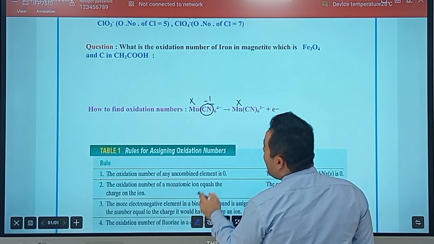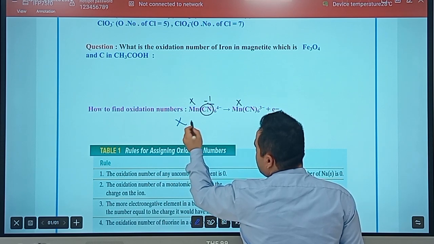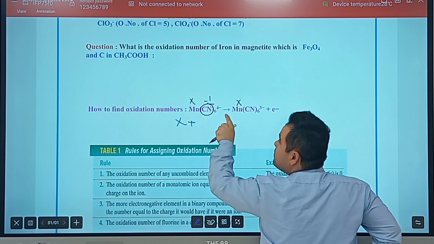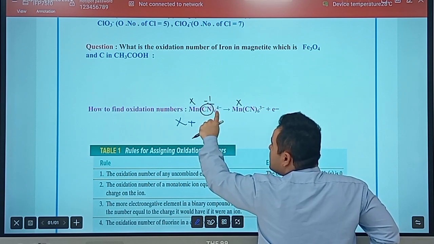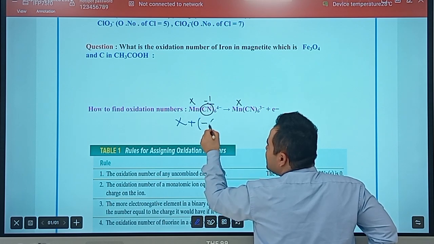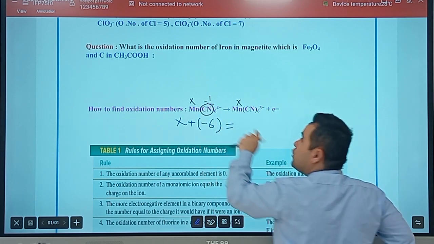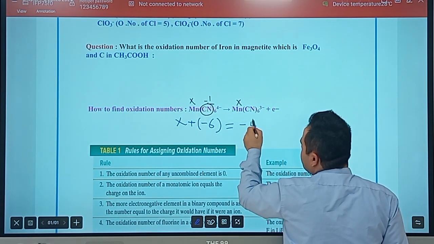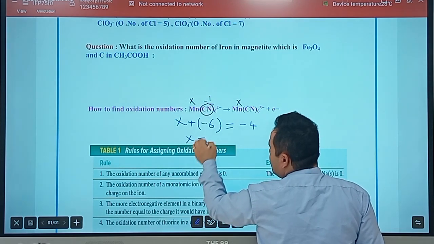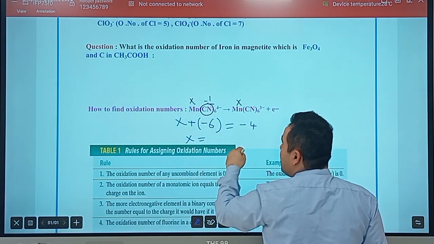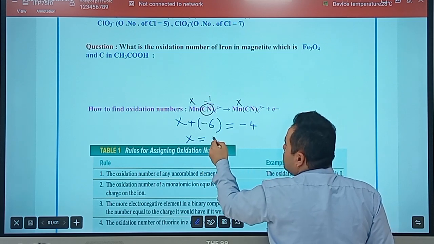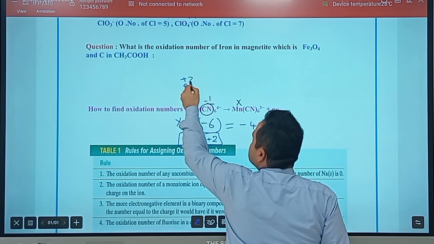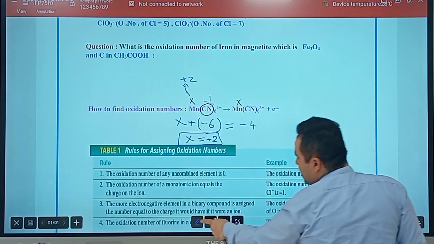Okay. How to solve? X plus the number outside the bracket must be multiplied by the oxidation number inside. 6 multiplied by -1 will be -6. Equals what? Equals the charge of the ion, because it's a charged compound, -4. So X -6 equals -4, take -6 to the other side, it will be positive 6. Positive 6 minus 4 will be 2. The oxidation number of the Mn in this case is positive 2.